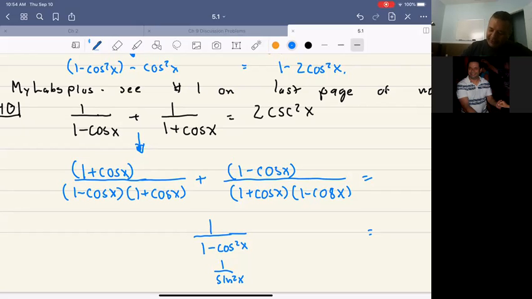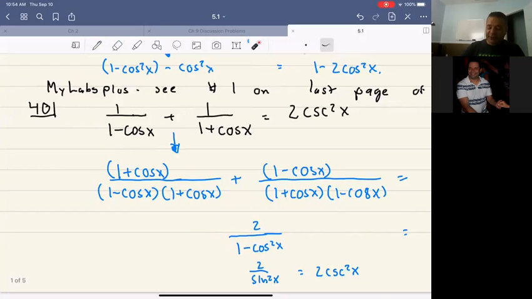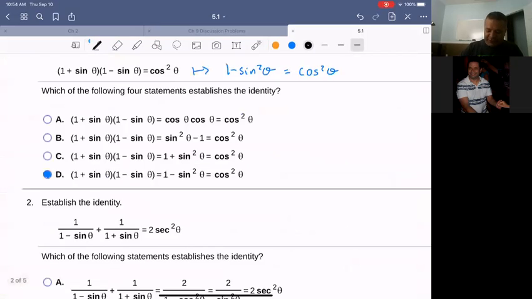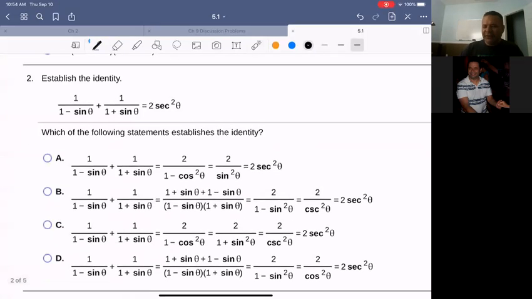Wait a second, my bad. The cosines canceled, but the 1's added to give me 2. So 2 over sine squared of x, and that equals 2 cosecant squared of x. Okay, so that's our form. Now, like I said, this is going to be number 2 on the last page. It's going to be similar, so let me go to that last page and do this one, which is very similar.